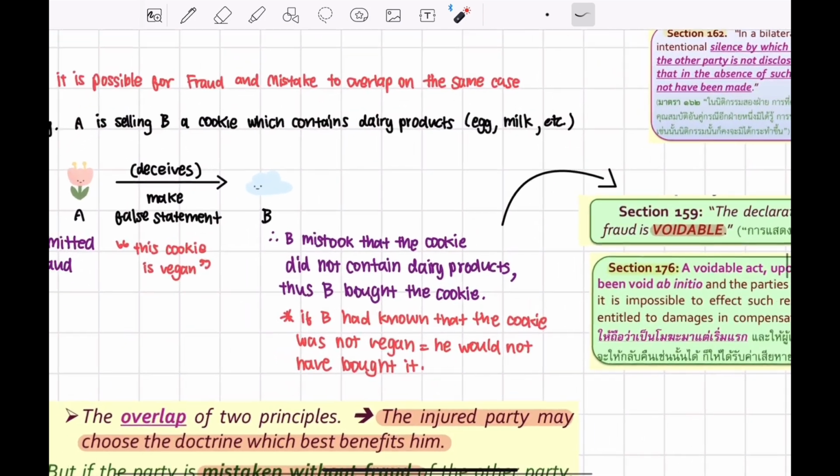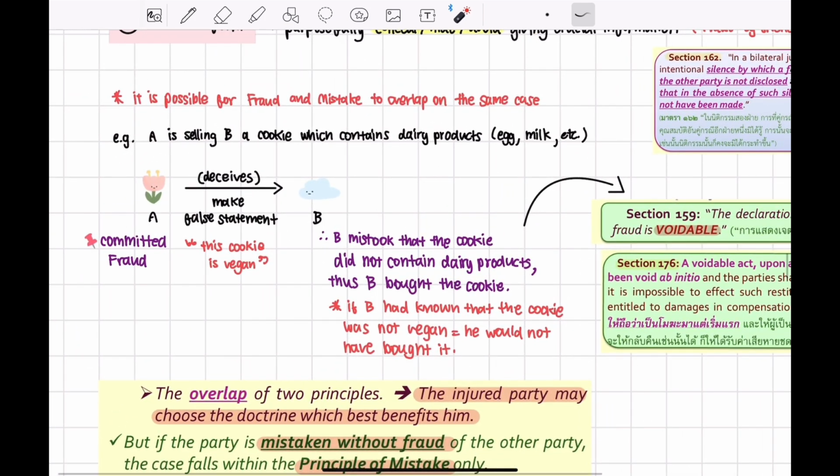Here is a little example of how fraud works. In this scenario, A is selling B a cookie which contains dairy products like egg, milk, etc. And in order to sell the cookie, A deceives B that the cookie is vegan, when in fact the cookie is not vegan because it is made out of dairy products from animals.